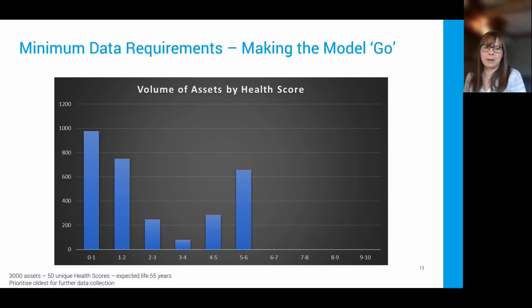This is generally for most assets. It might be slightly different where we're talking about assets like service cables, rising mains, and other things where you just simply don't have any condition information and it's just not practical to gather any. But in general, for most assets, the 5.5 limit is pretty fixed. And so that's why that bucket, that 5 to 6, contains all of those assets which are stopped because they don't have the condition information. So as you might expect, we're looking at about 50 unique health scores in that case.